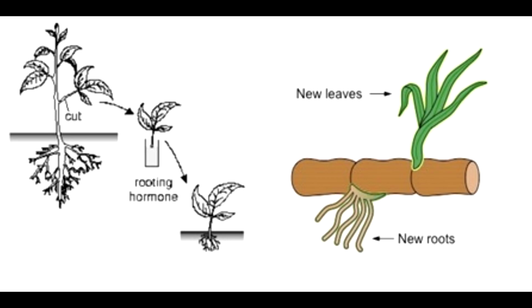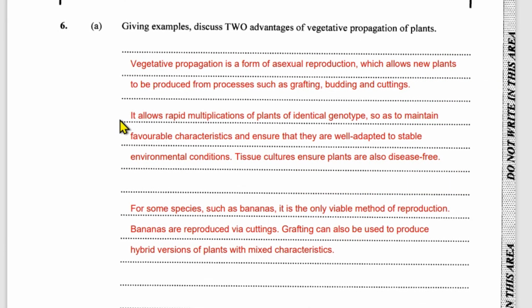A good example would be sugarcane. So it allows rapid multiplication of plants of identical genotype, because there's no fertilization or anything involved. So it can, especially with things like tissue culture, if you're using cuttings, you can do a lot of them at a time. And there's no mixing of alleles, so you maintain favorable characteristics and ensure that they are well adapted to stable environmental conditions. Tissue cultures ensure plants are also disease-free because they are grown in sterile conditions.